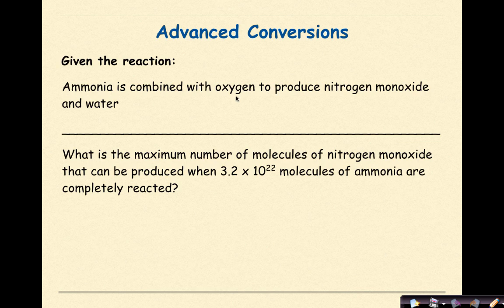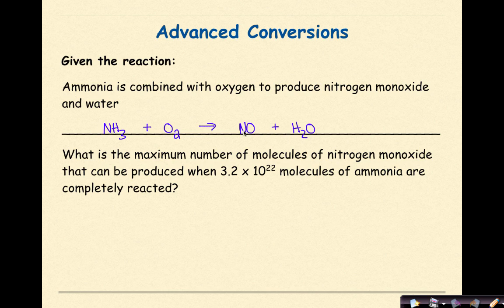Ammonia is combined with oxygen to produce nitrogen monoxide and water. Okay, ammonia, NH3, combined with oxygen, that's going to be O2, to produce, that's an arrow, nitrogen monoxide, that formula is NO, and water, plus H2O. All right, I need to balance this thing.